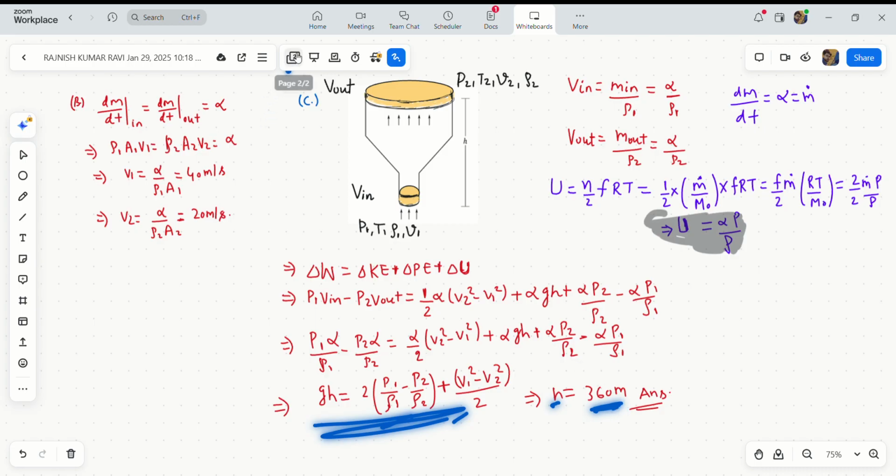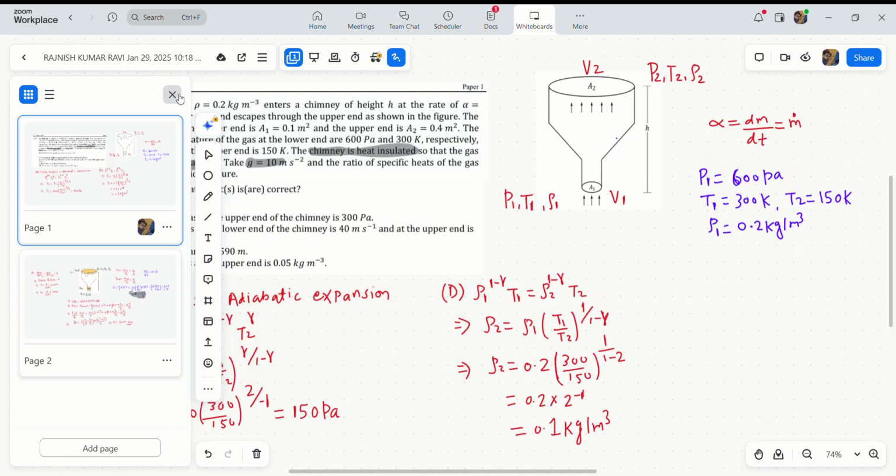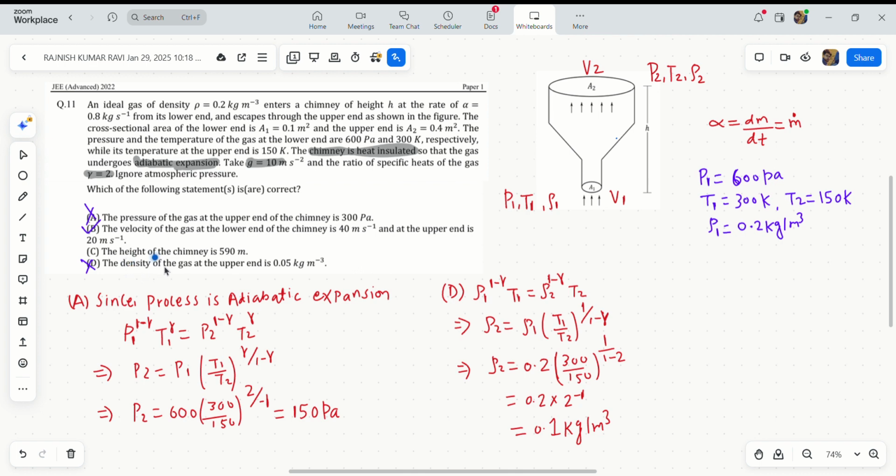So in option C, I see the height of the chimney is given as 590 meter, but it is coming out as 360 meter. So option C is wrong. Option C is also wrong. So only option B is correct.